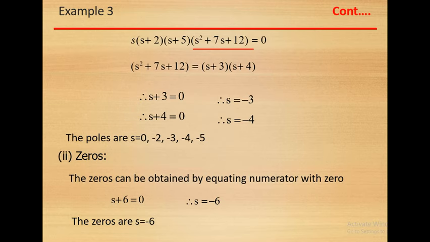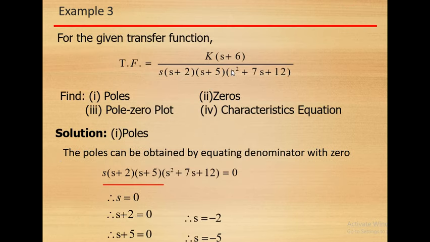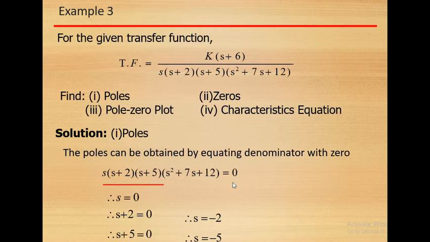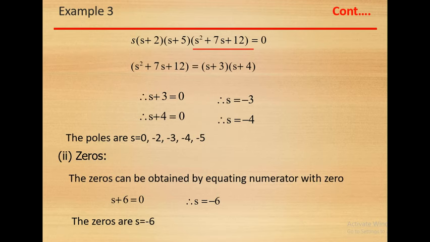Now, how do we calculate a zero? The zeros can be obtained by equating the numerator with 0. K is a constant here, so we take s plus 6, and s plus 6 is equal to 0, so s is equal to minus 6. So there is only one zero, that is s equal to minus 6.